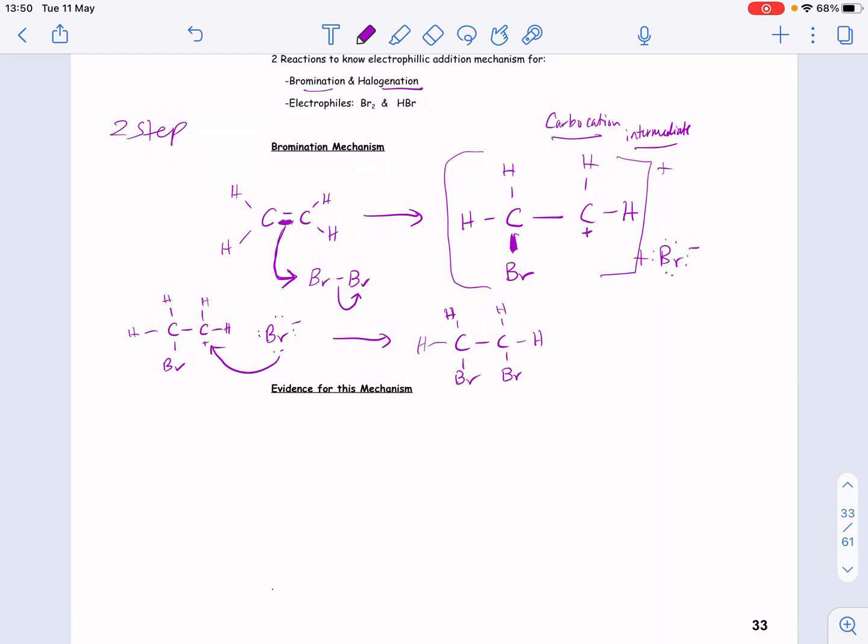There's also an extra arrow in the addition mechanism. So you notice there's 2 arrows in the first step, and there's then a third arrow in the second step. So there's 3 arrows total, whereas the substitution mechanisms only have 2 arrows total.